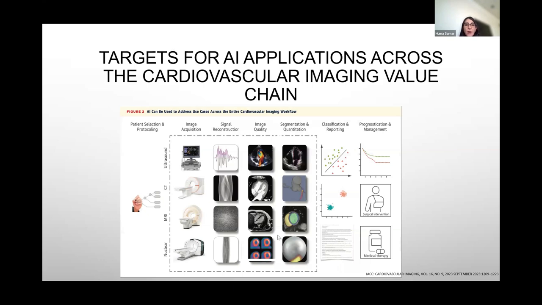So there are AI applications that are available for all parts of the cardiovascular imaging value chain, starting from patient selection all the way to prognostication and management. But as you saw on that previous slide, most of the applications that we're currently using are all related to cardiac measurements largely. And those predominantly come under the ability of these AI algorithms to perform segmentation and quantification.